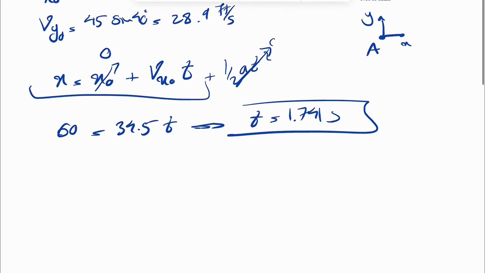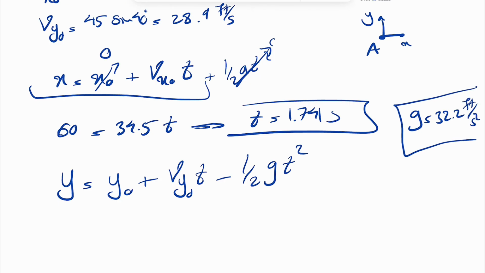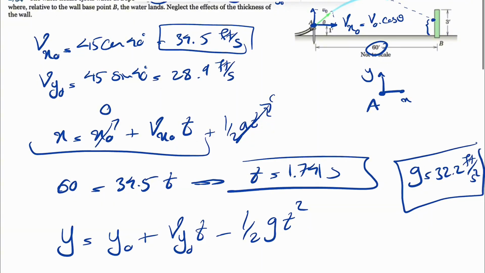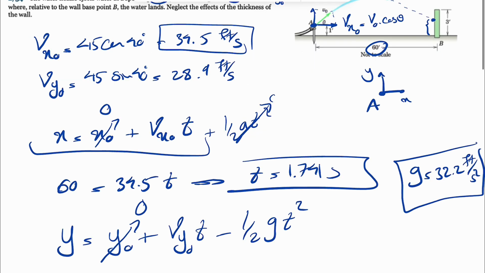That's the time, and we need to figure out what y is when it reaches that point. Our y movement is y equals y0 plus vy0 t minus 1/2 g t squared. Keep in mind that g is 32.2 feet per second squared, not 9.81, because our units here are feet and seconds. So y0 is again 0, because we put our origin at point A.